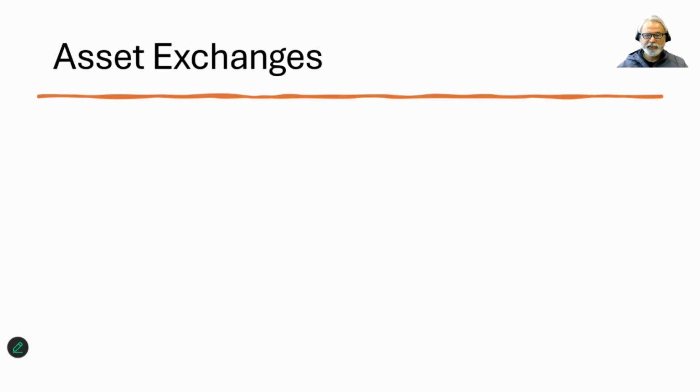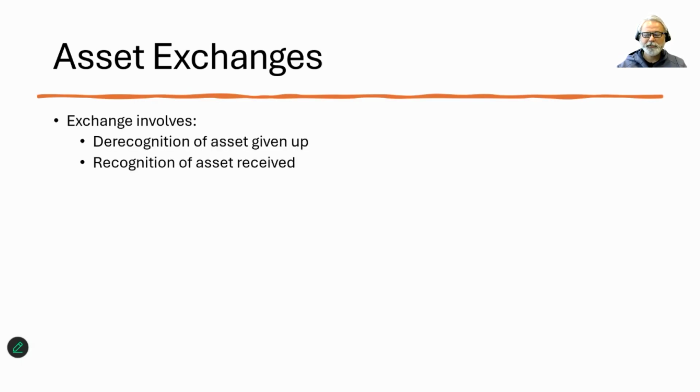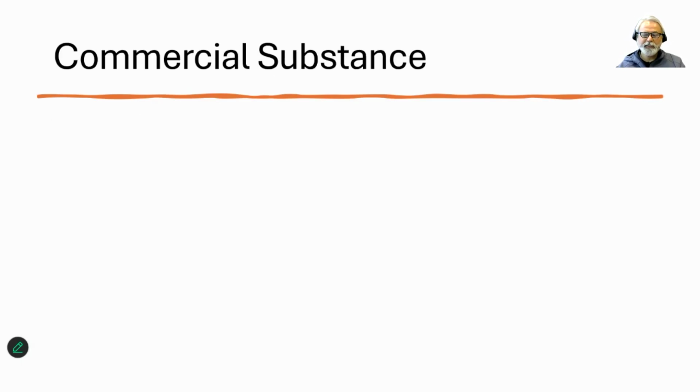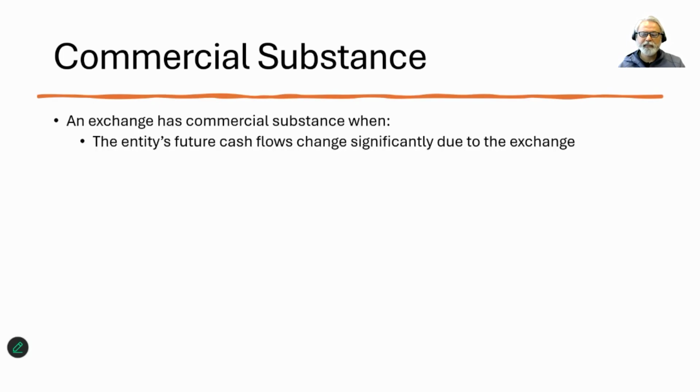Sometimes assets could be exchanged for another asset. So the exchange involves derecognition of an asset given up, recognition of the asset received. So the asset exchange is considered as a disposal, not a continuation. The transaction value depends on whether the exchange has commercial substance or not. Commercial substance is said to exist if the entity's future cash flows change significantly due to the exchange.